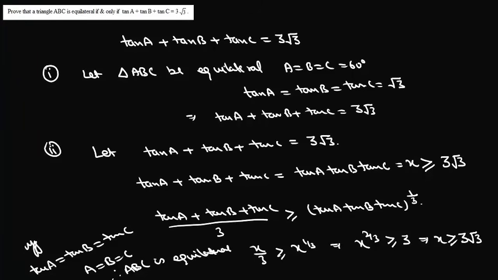Now the one question that pops up in the head is, how can we use AM and GM if we do not know whether these three numbers are positive? But we know that tan A into tan B into tan C is 3 root 3, which is a positive number. That means all the three angles A, B and C will be acute. And that's the reason we have used AM and GM in this question.